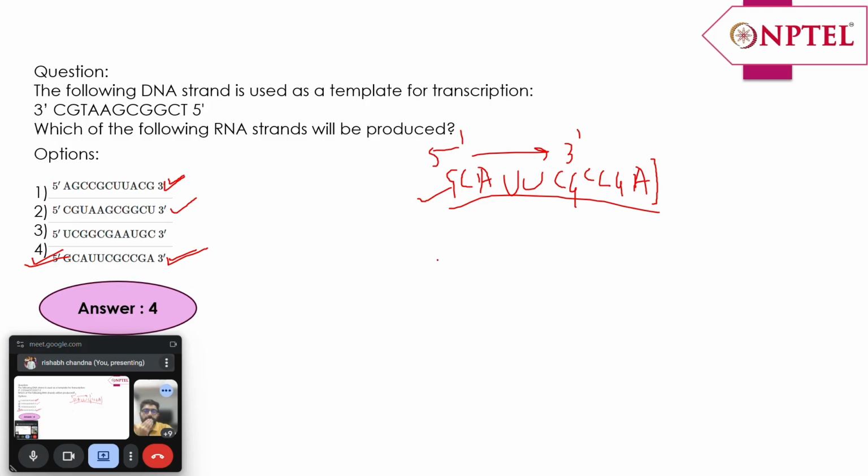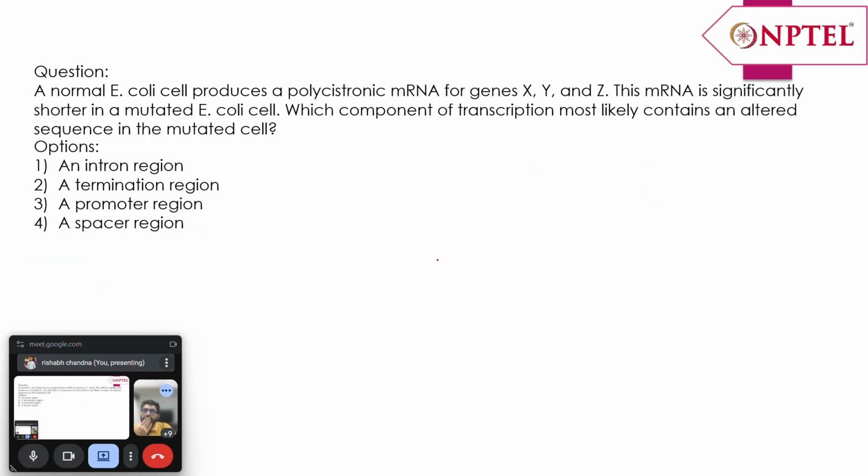So let's move on to the next question. A normal E. coli cell produces a polycistronic mRNA for genes X, Y, and Z. This mRNA is significantly shorter in a mutated E. coli cell. Which component of the transcription most likely contains an altered sequence in the mutated cell? So, what can be the correct answer?